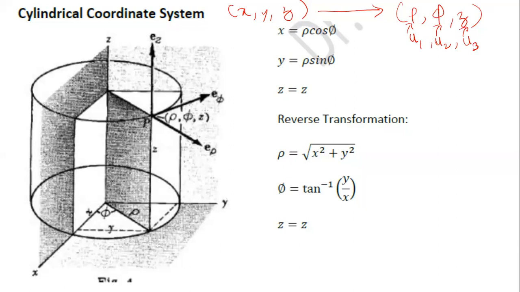Now we will see what rho is. Rho is actually the distance of any point on the xy plane from the z-axis. Rho gives the distance of the point under consideration from the z-axis. What is z? Z is simply the height.